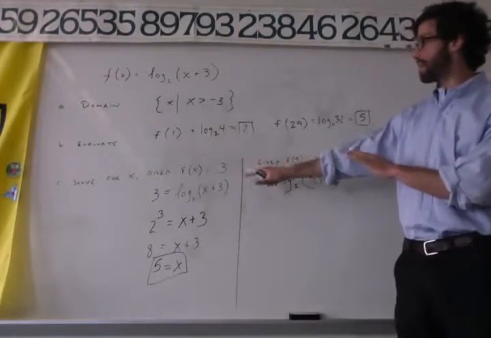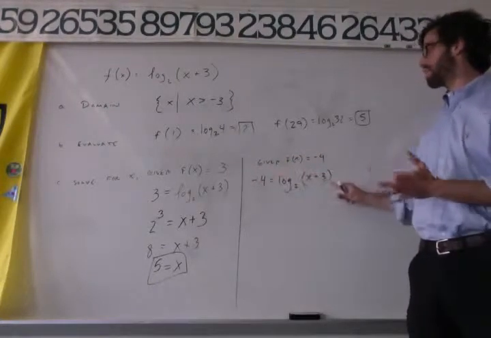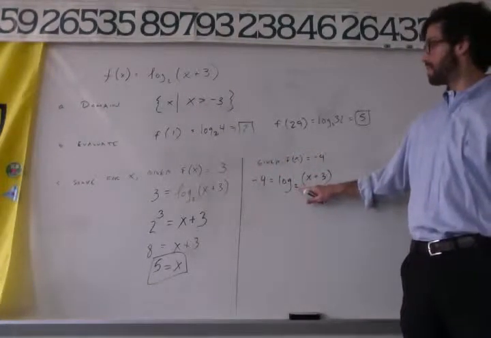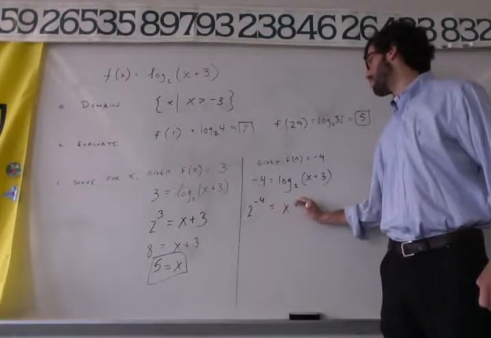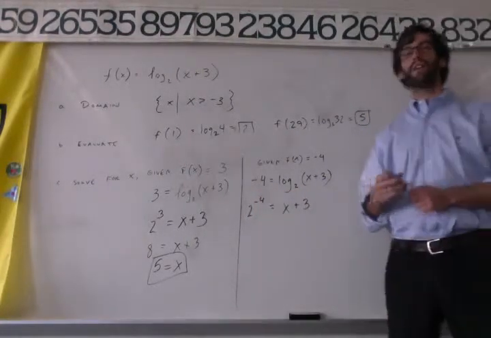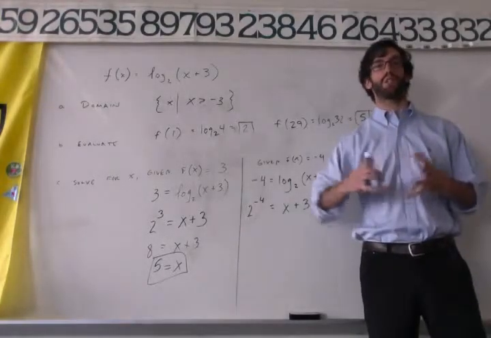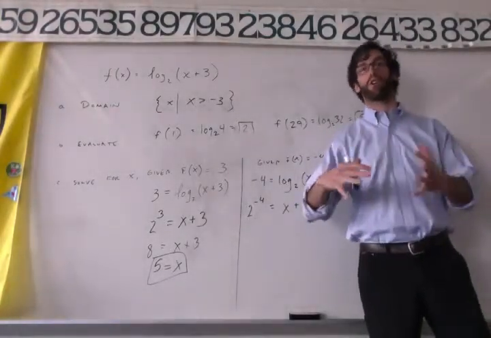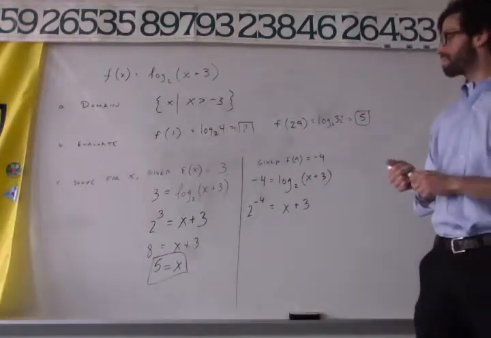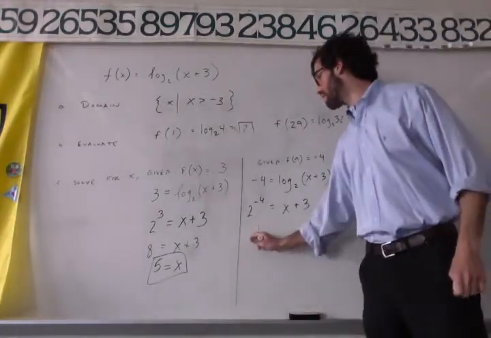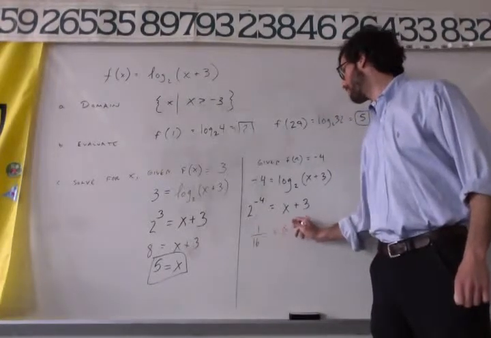Again, the first step is to write this equation in exponential form. 2 to the negative 4th power equals, again, x plus 3. The equation that results might be some kind of a weird equation. You might have a fraction equals a fraction, where you could cross multiply. A lot of different possibilities. 2 to the negative 4th is 1/16. 1/16 equals x plus 3.